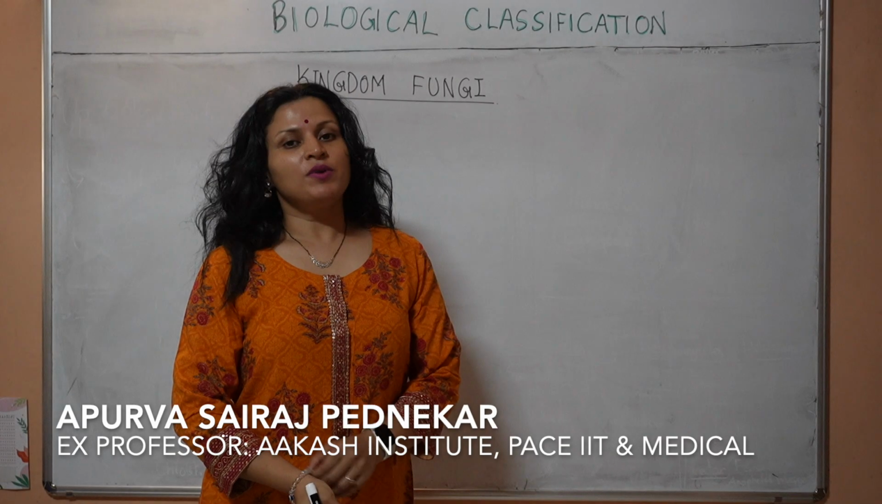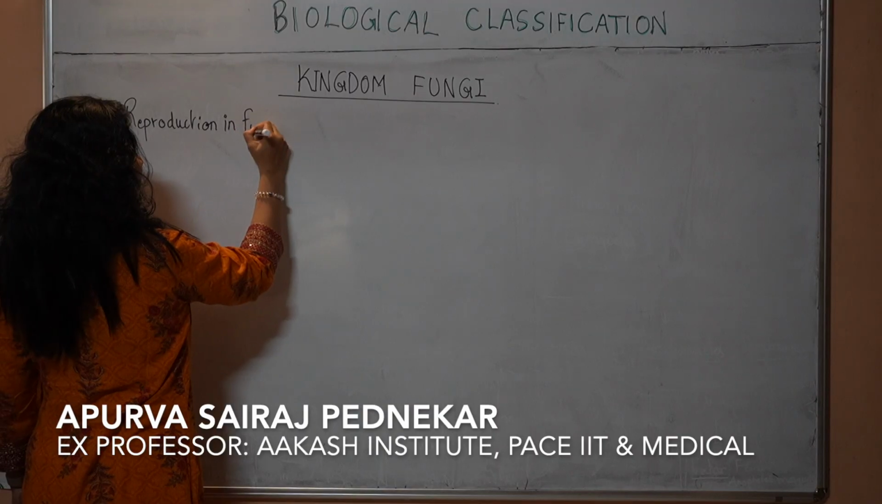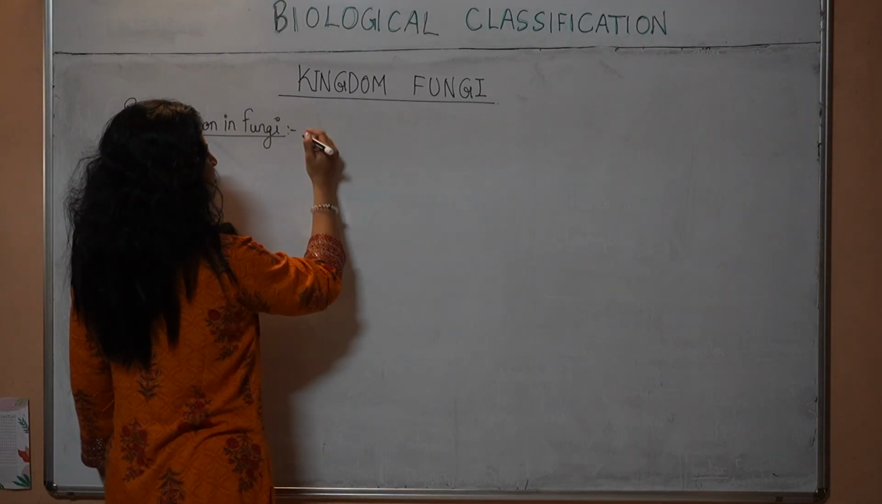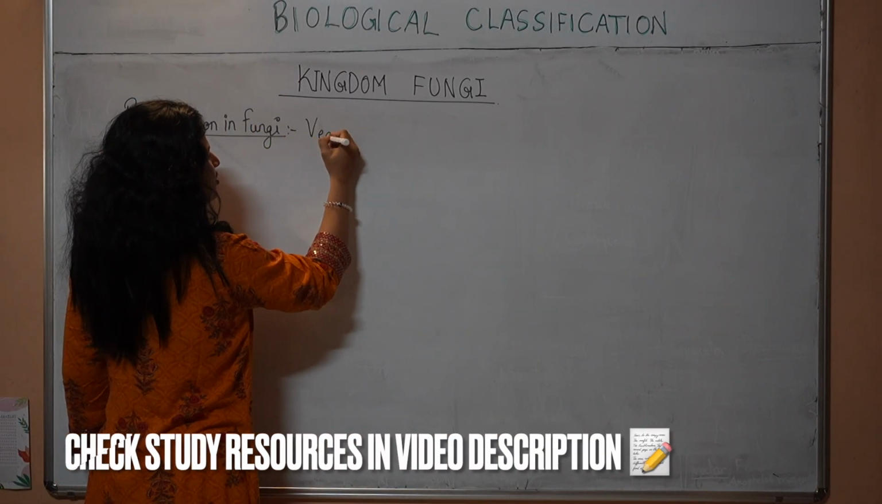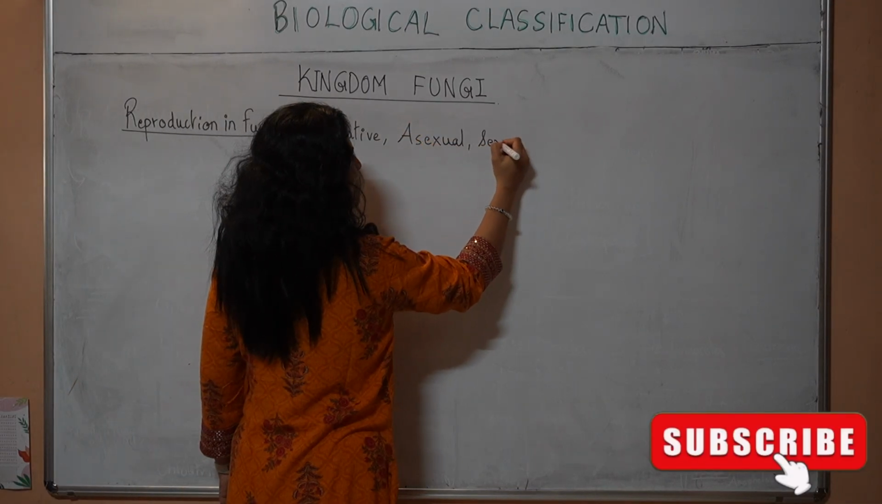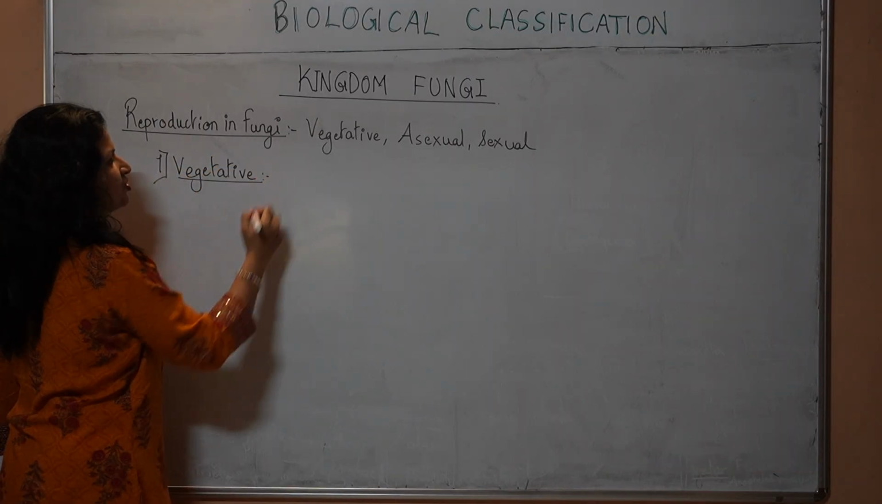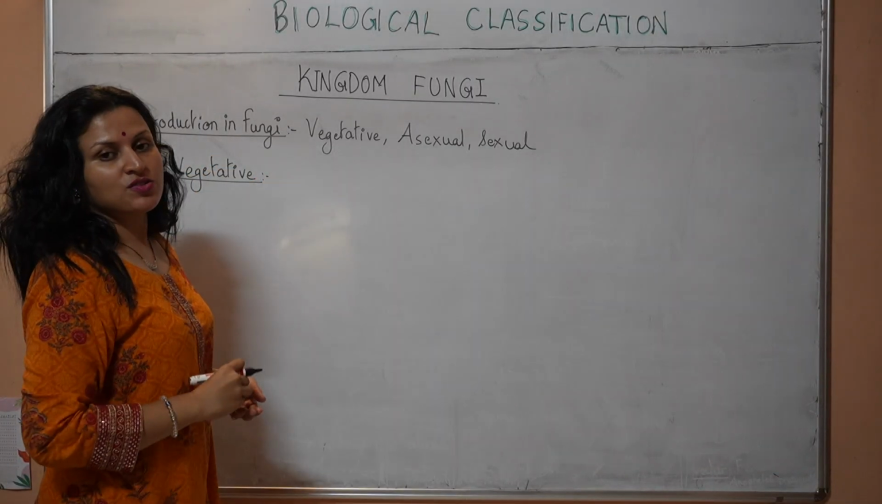Next we are doing reproduction in fungi. Three types of reproduction may be seen in fungi: vegetative, asexual and sexual reproduction. Vegetative reproduction. Vegetative meaning using the vegetative parts of the body.